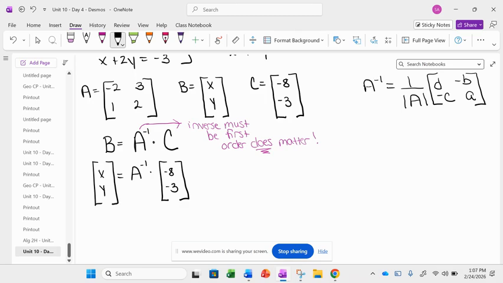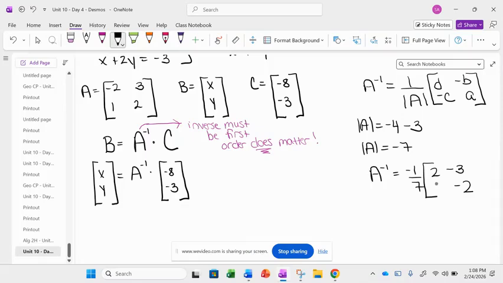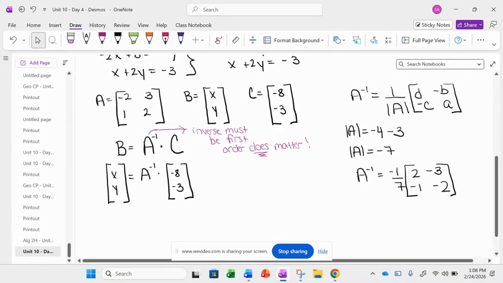Okay, so now I need to find the determinant of A. Well, the determinant of matrix A, do you remember, you guys, we multiply on a diagonal and subtract? So it's going to be negative 4 minus 3. So the determinant of matrix A will be negative 7. So the inverse of matrix A will be negative 1 over 7 times, I'm going to switch spots 1 and 4. So 2 and negative 2 get switched. And I'm going to negate spots 2 and 3. So negative 3 and negative 1. Is anybody confused with how I got this set up for the inverse of matrix A?